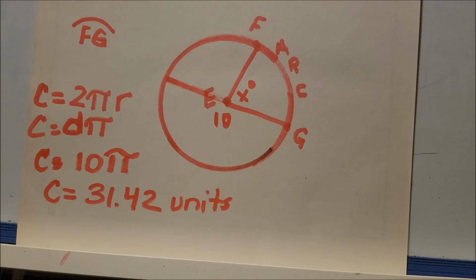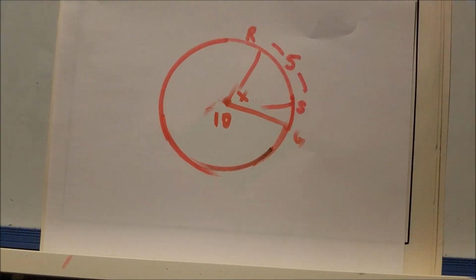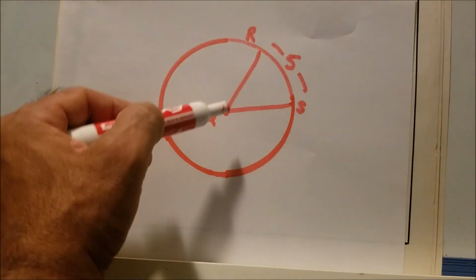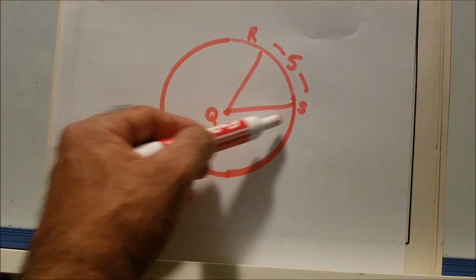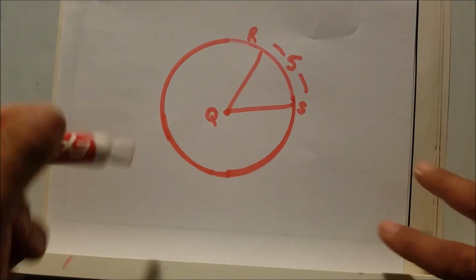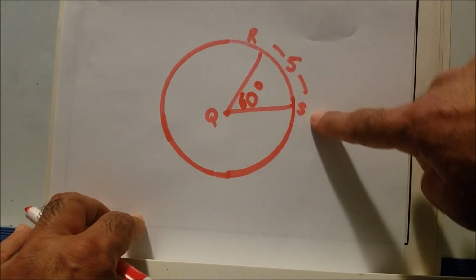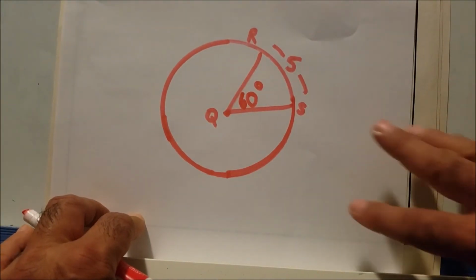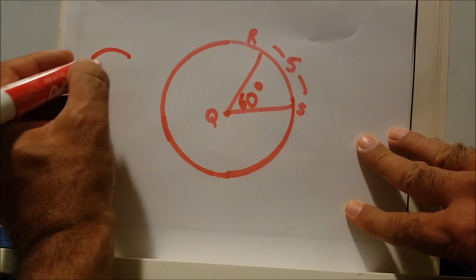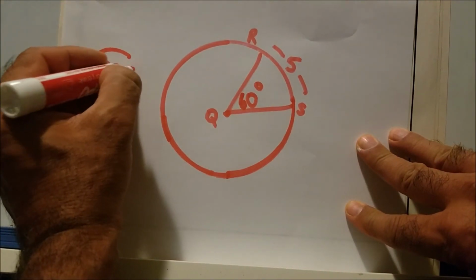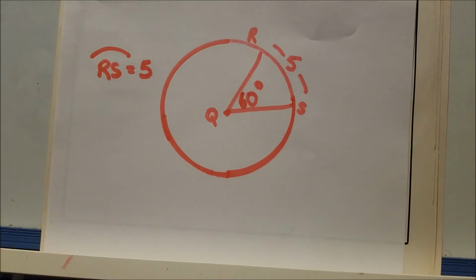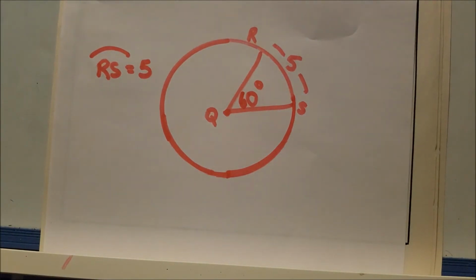Now let's do a problem where we're trying to find the radius. And we have the inside degree here. So let's do one of those problems. All right, so here we have a central angle, RQS or SQR. And let's say that it was 60 degrees. We have 60 degrees here. And this 5 represents the arc length. So we say the arc of RS equals 5. Right, 5 measurements, 5 units.